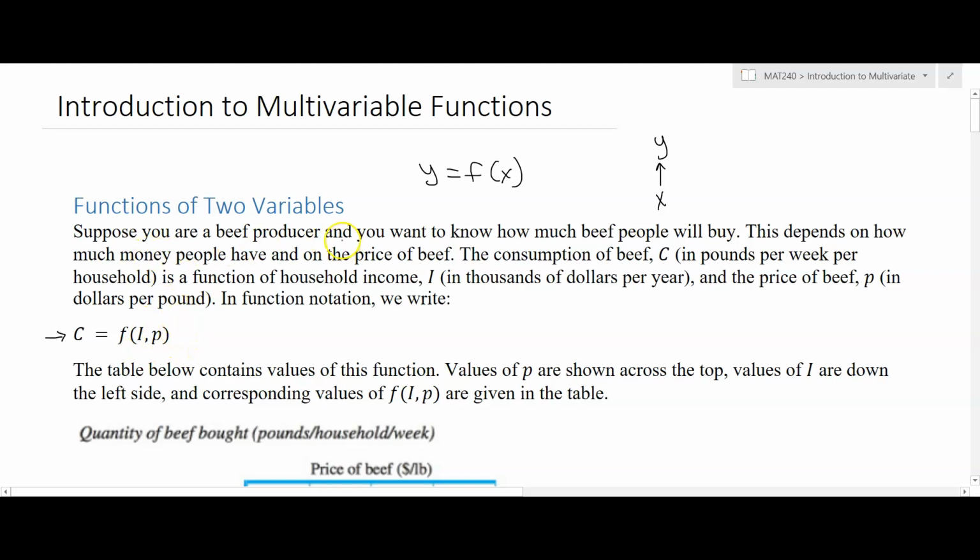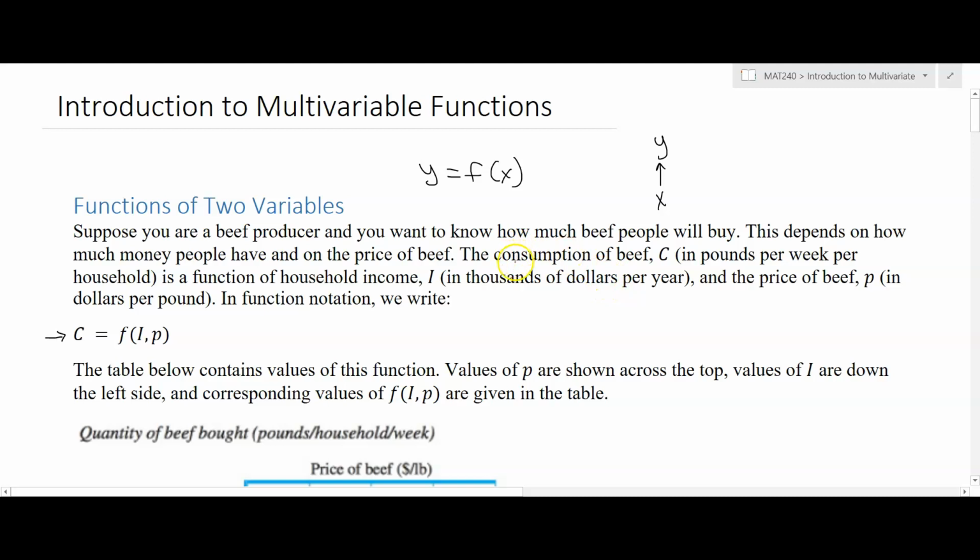To give this some context, suppose you're a beef producer and you want to know how much beef people will buy. This depends on how much money people have and on the price of beef. The consumption of beef, so that's what C is, which is measured in pounds per week per household. So in other words, how many pounds a household buys in any given week is a function of the household income, which is measured in thousands of dollars per year.